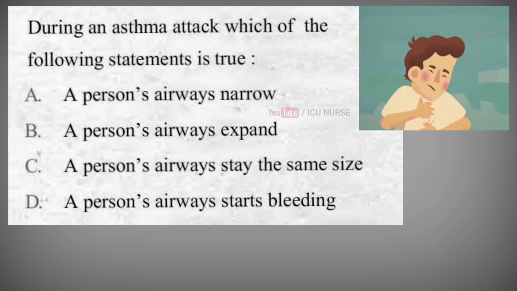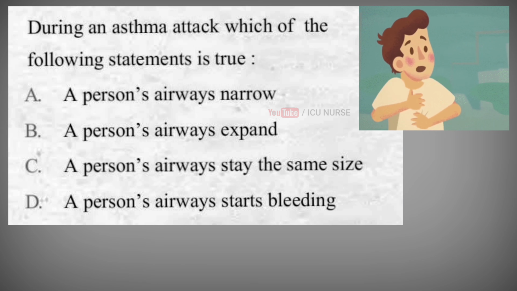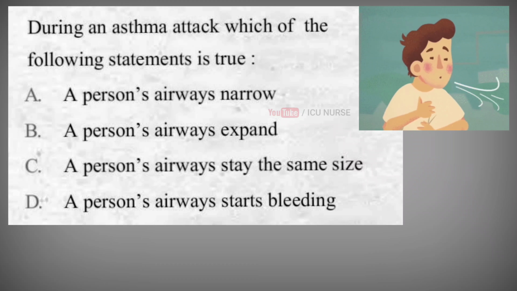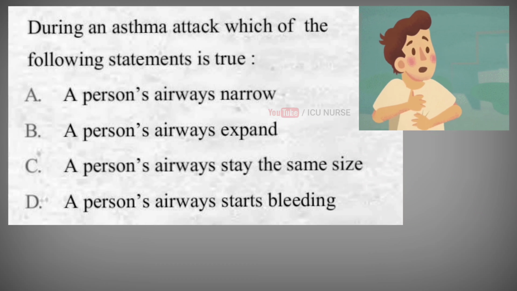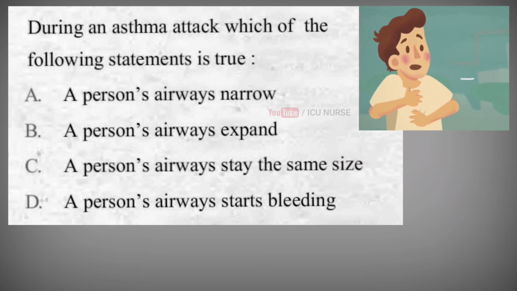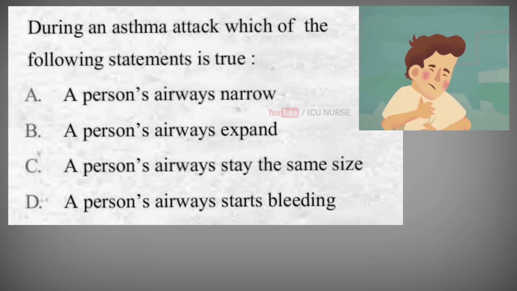During an asthma attack, which of the following statements is true? A. A person's airways narrow. B. A person's airways expand. C. A person's airways stay the same size. D. A person's airways starts bleeding.